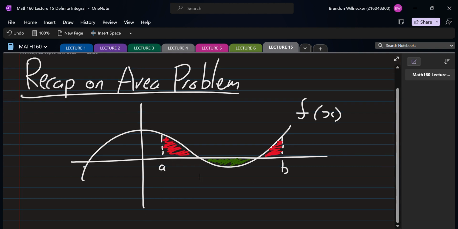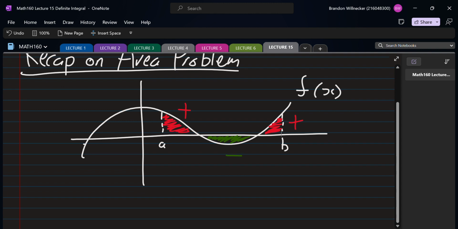So the red parts have positive area, and these green parts have negative area. Then that other part over there will also be positive. Now, if we're finding the total area, we're adding up all the areas. So these two parts are going to add positively to the area, which makes it increase. This negative part is going to make the net area decrease. So we say that the net area is the sum of the positive parts and the negative parts.